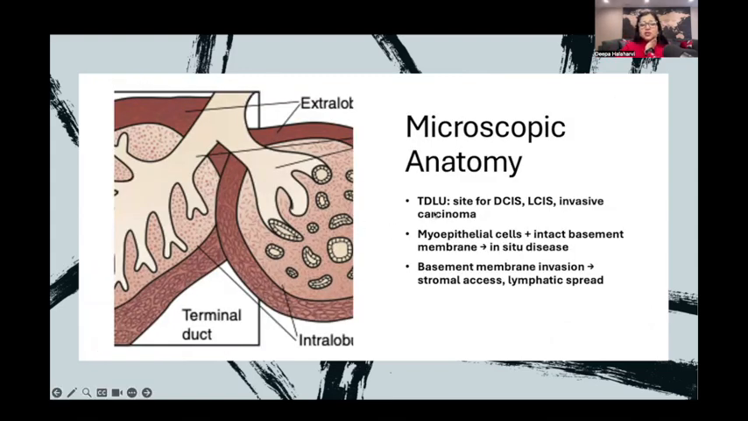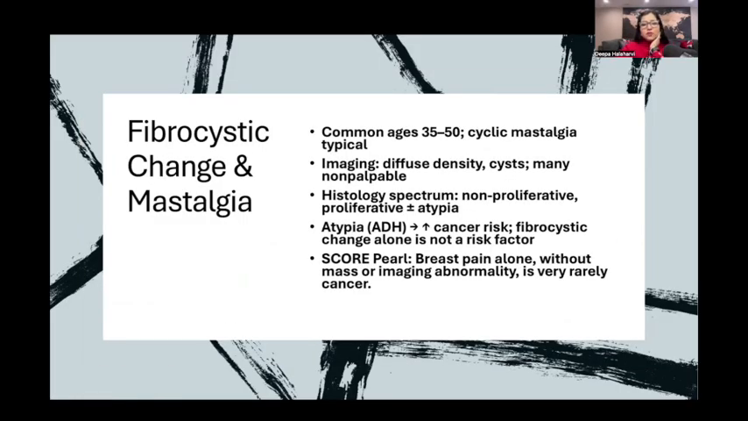So the TDLU, terminal ductal lobular unit, right here. That's the site for non-invasive cancer as well as invasive cancer. DCIS, LCIS. LCIS is not cancer, it's just a high-risk lesion. If the myoepithelial cells and basement membrane are intact, it's called in situ. So if the cancer has not gone outside the basement membrane, it's in situ. That's the DCIS or the LCIS. And again, LCIS is a high-risk lesion. It used to be called cancer in the past. If the cells invade the basement membrane, then it's invasive cancer, and that's usually how it can spread to the lymphatics, into the lymph nodes, and so on and so forth.